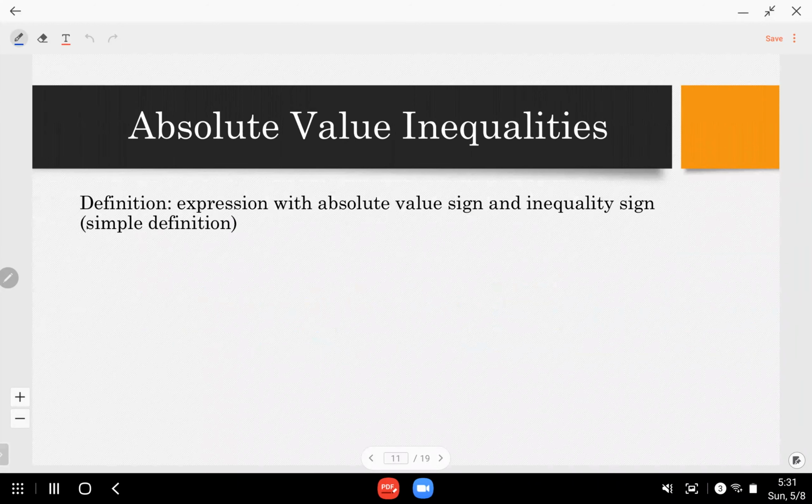So now let's look at absolute value. The definition is basically just an inequality with an absolute value sign. Very simple. For example, the absolute value of 3x over 2 plus 4 is greater than 3. That's an absolute value inequality. It just has to have an absolute value sign.